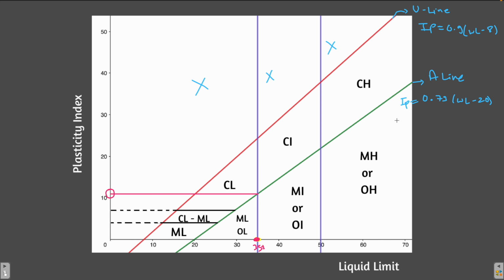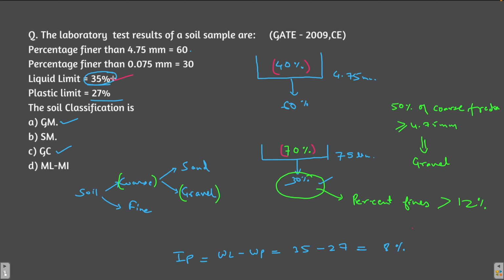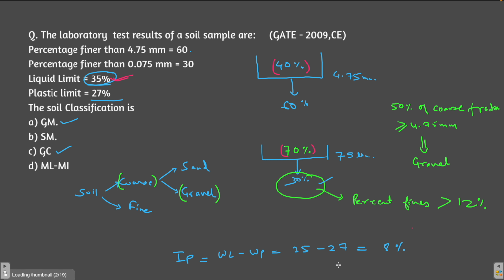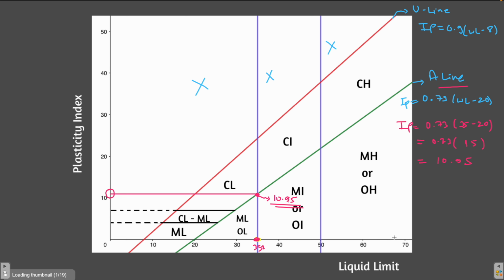So let's do that. We know the liquid limit of the soil, right? Liquid limit of the soil is given as 35%. We know the equation of the A line. Let's put this liquid limit into the equation and find out the value of IP at 35%. So 0.73 (35 minus 20), and that will come out to be 10.95. Right? So here the value of IP is 10.95. And what is the IP of our soil? The IP of our soil is 8%. So 8% is definitely below 10.95, somewhere here.